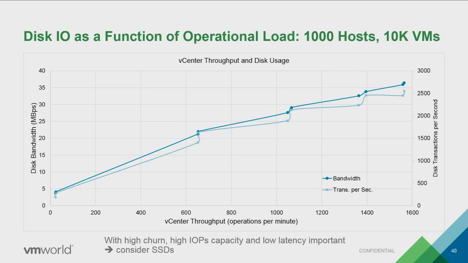Now that was a completely idle setup. Now let's talk about a setup in which we impose a load. Again, we have the throughput in terms of operations per minute on the x-axis, and again on the right y-axis we have transactions per second to disk, and on the left y-axis we have bandwidth. The thing I wanted to illustrate here is that as you increase the number of operations per minute, the throughput that's required of the database roughly increases linearly.